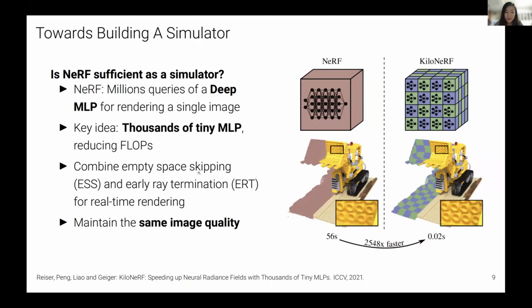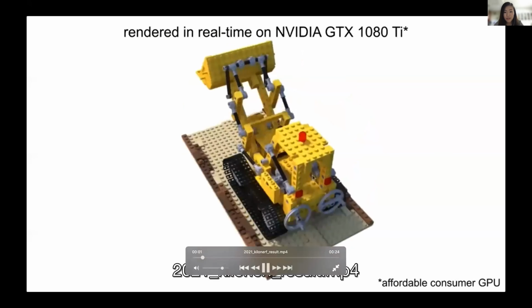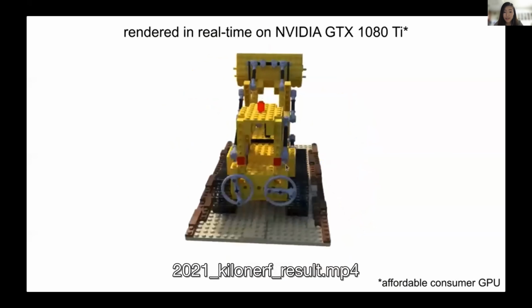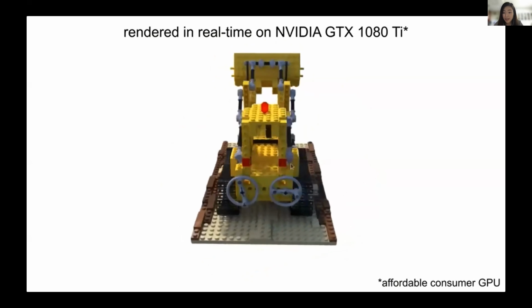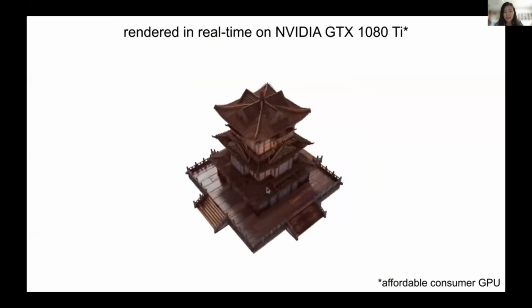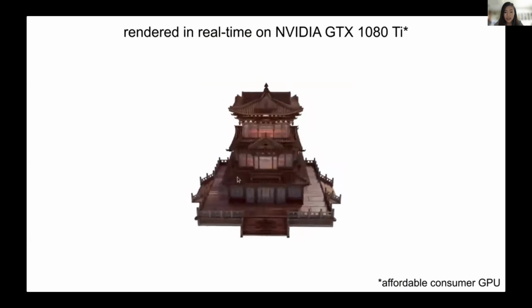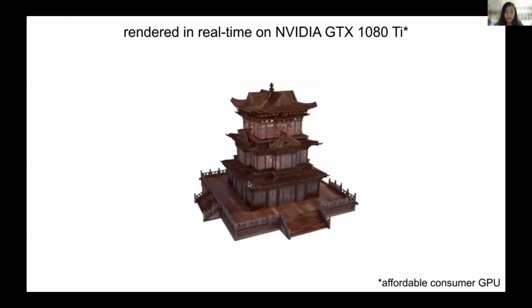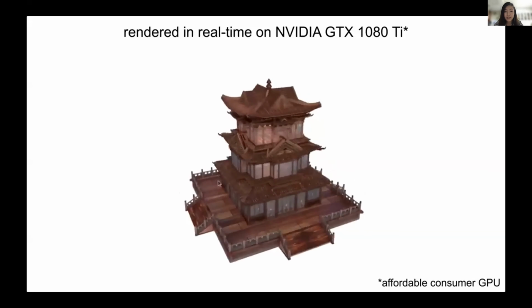When combined with empty space skipping and early ray termination, we achieve real-time rendering and maintain the same image quality compared to NeRF. Here we show a demo of KiloNeRF where the user can manipulate the rendering in real time on an affordable consumer GPU, the NVIDIA 1080. And we can also see that it maintains the same image quality compared to NeRF.